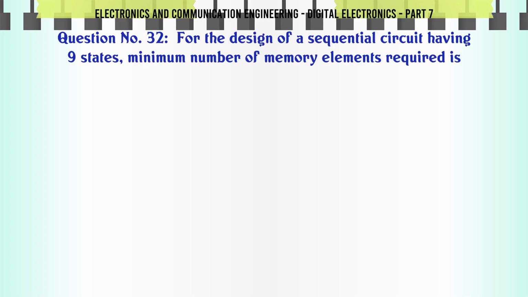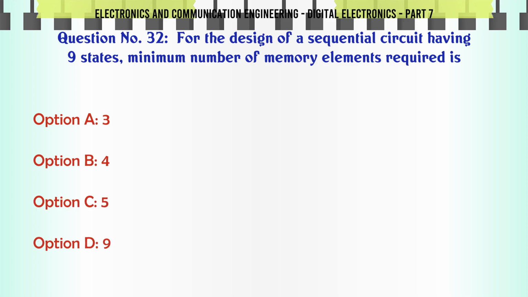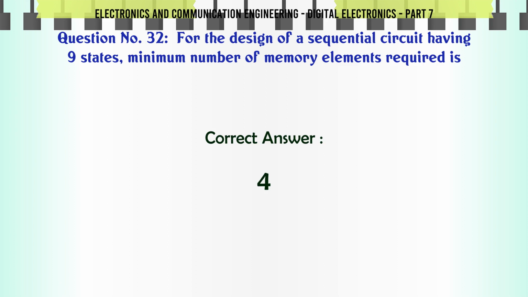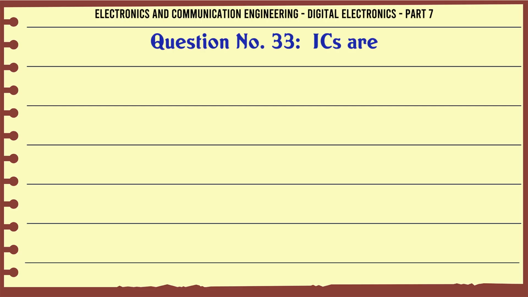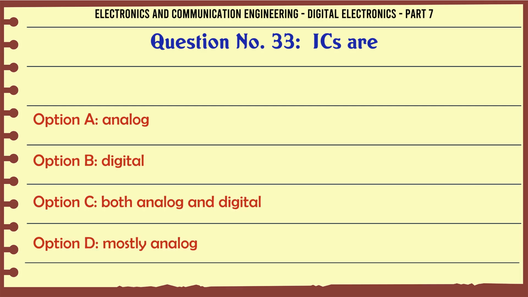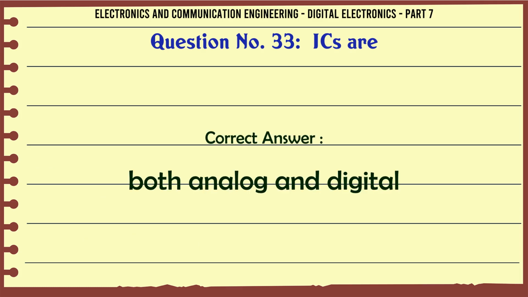For the design of a sequential circuit having 9 states, the minimum number of memory elements required is: A) 3, B) 4, C) 5, D) 9. The correct answer is 4. ICs are: A) analog, B) digital, C) both analog and digital, D) mostly analog. The correct answer is both analog and digital.